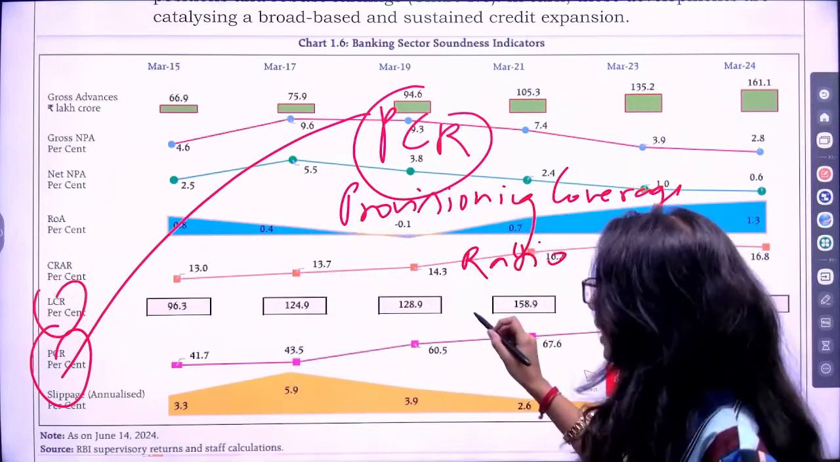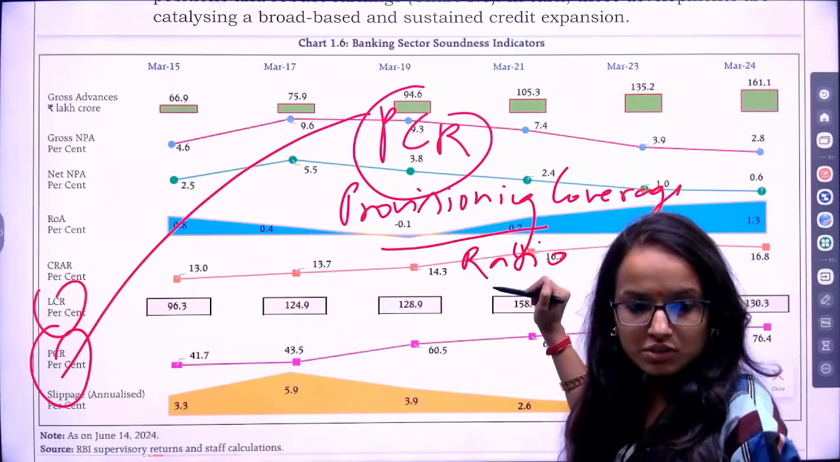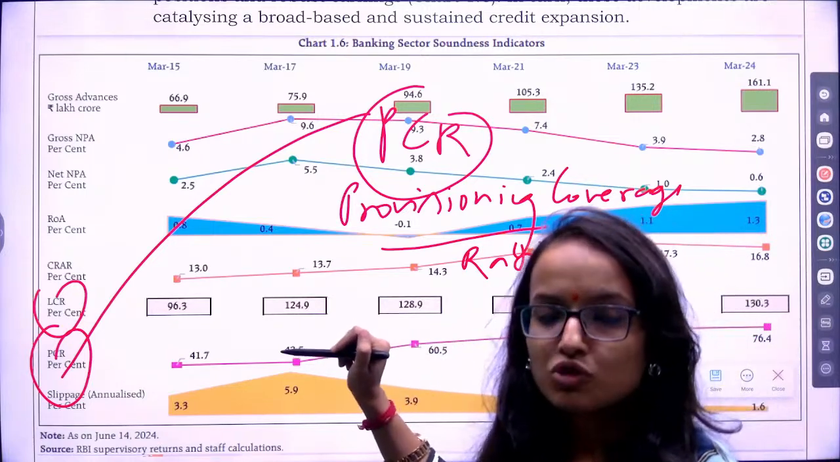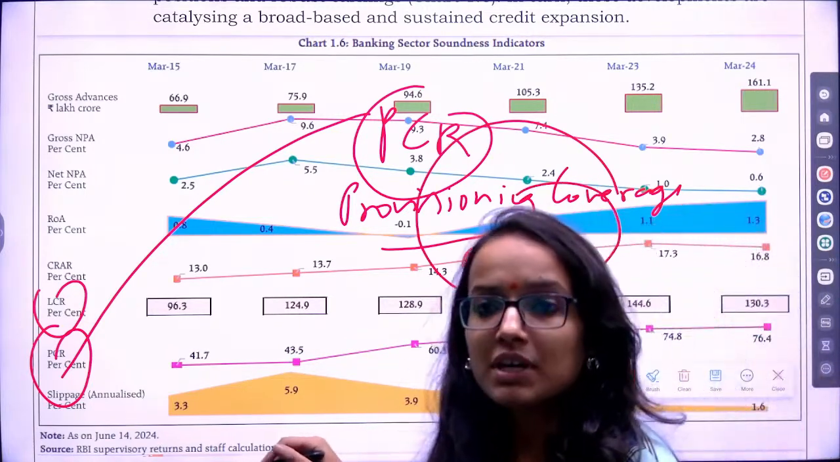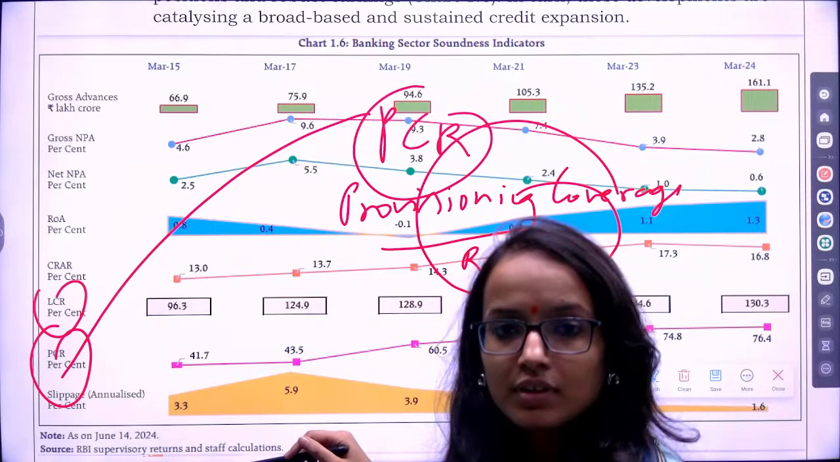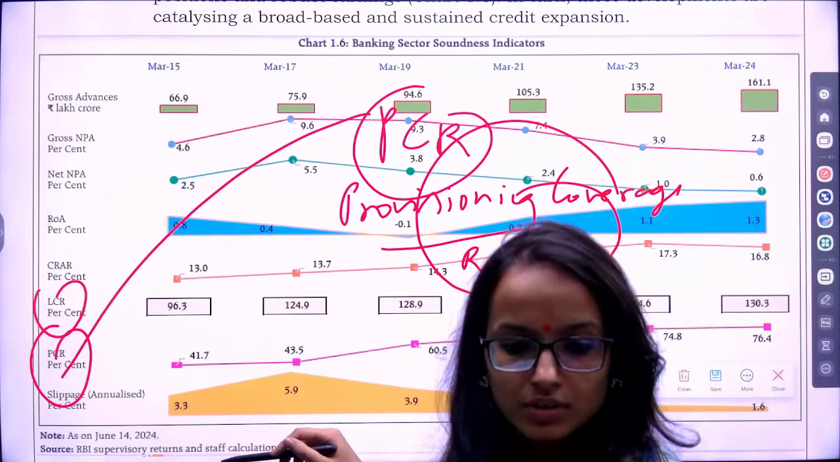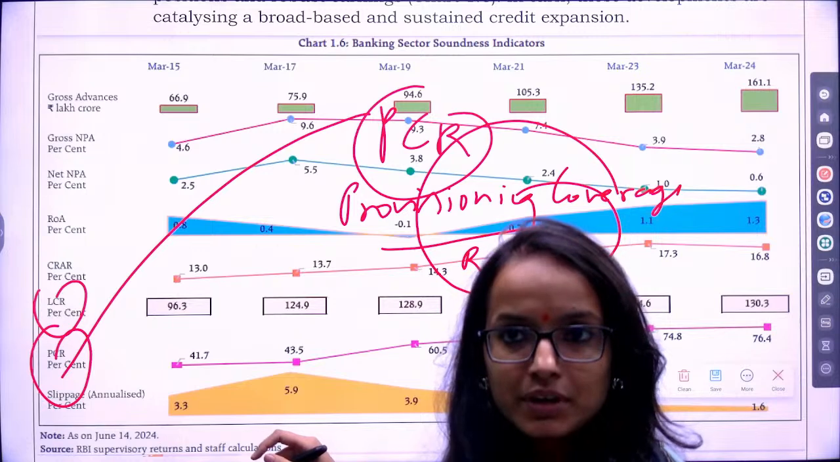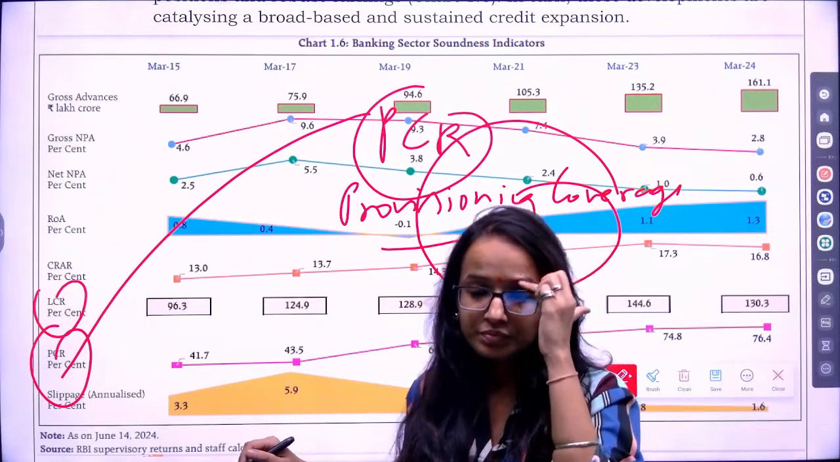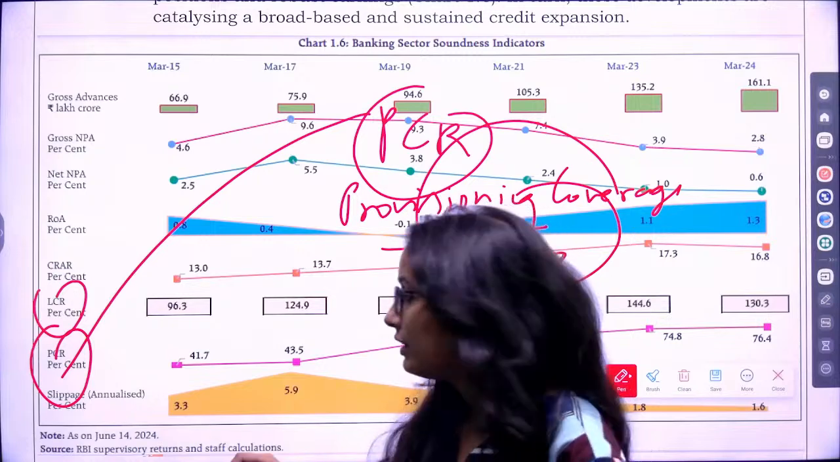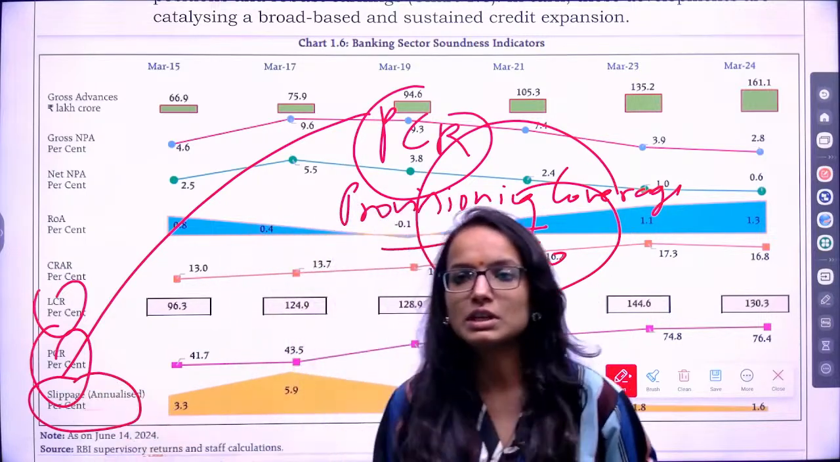Okay. So, understood what PCR is? Provisioning coverage ratio. PCR is the ratio of provisions you keep against your gross NPA. This is your PCR. Understood? Yes or no? Then next you have is slippage.